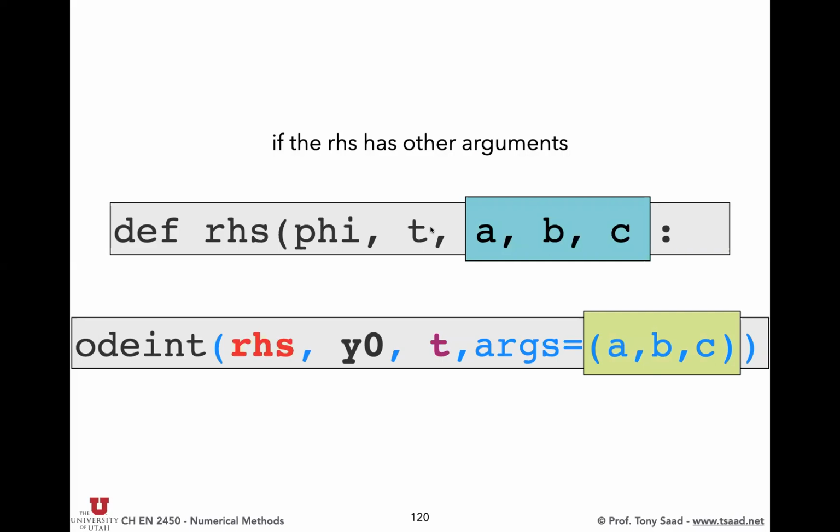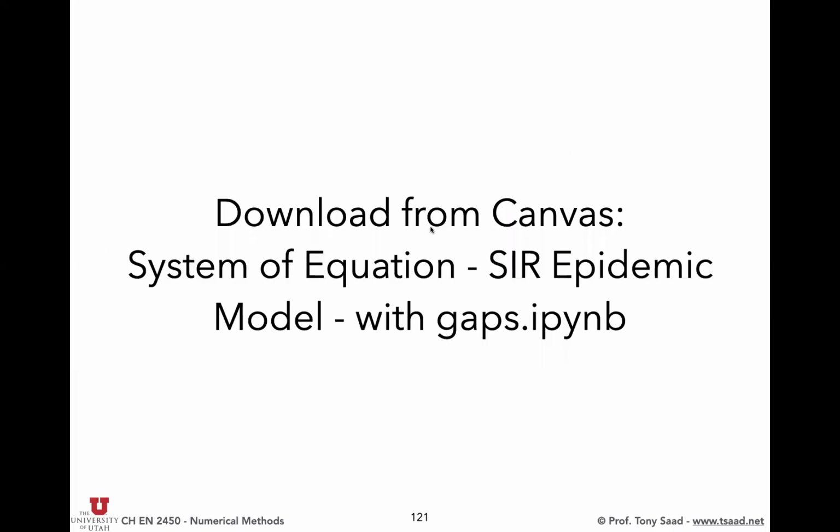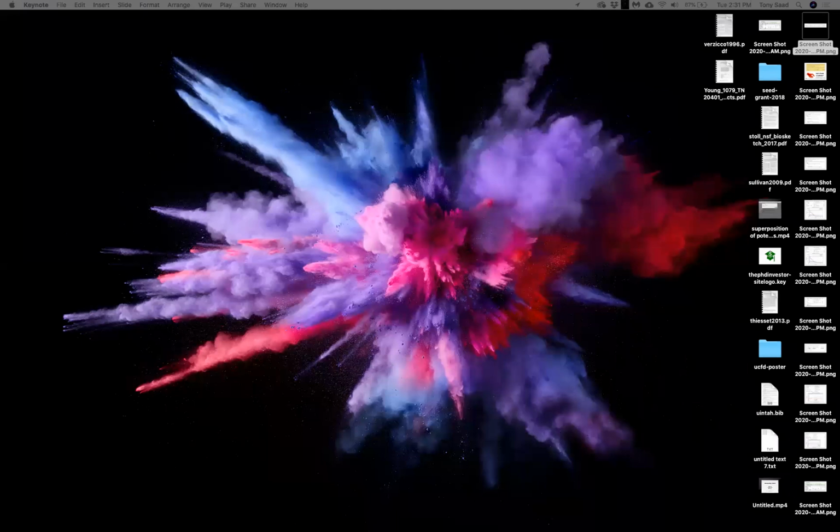So now we can take a breather and play around with integrating the system. Go ahead and download the System of Equations SIR epidemic model with gaps from Canvas. I suppose most of you have already downloaded that. I'm just gonna go ahead and open it on my end. Let's see. So it should be under Jupyter Notebooks. I know last time you downloaded a similar notebook. Discard that notebook and download the new one. I added a few other things to it.